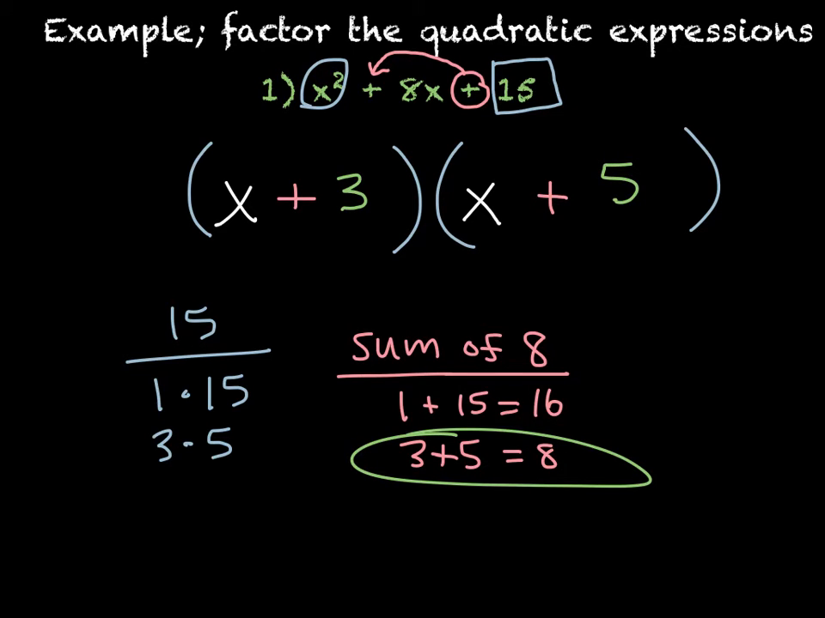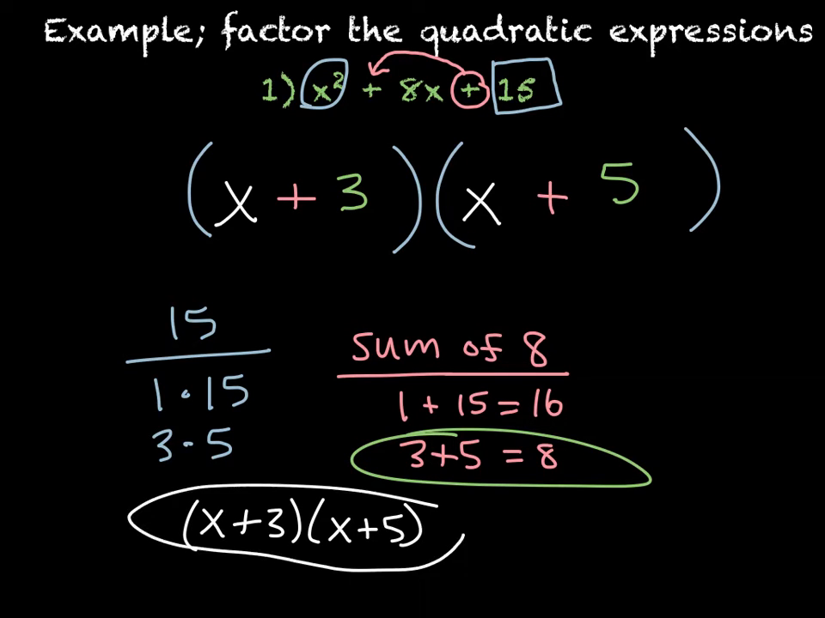So my final answer is going to be x plus 3 times x plus 5. That is your final answer in factored form.